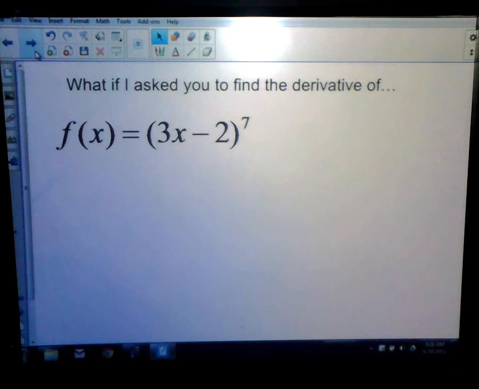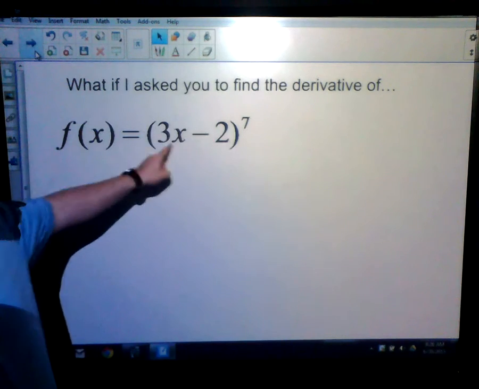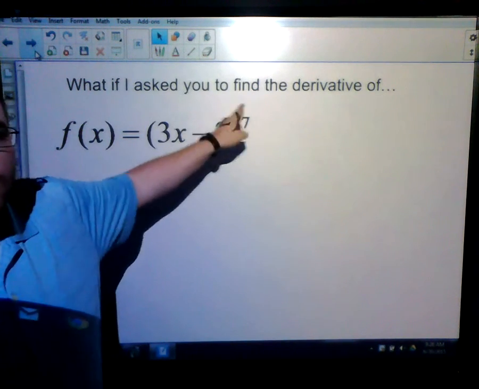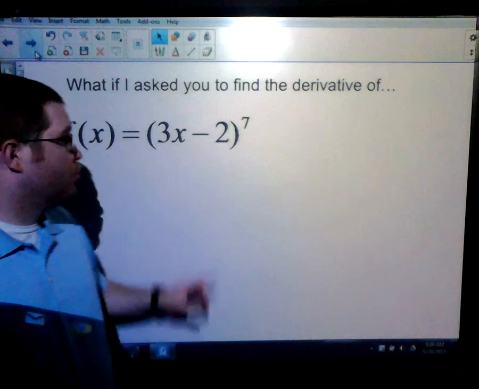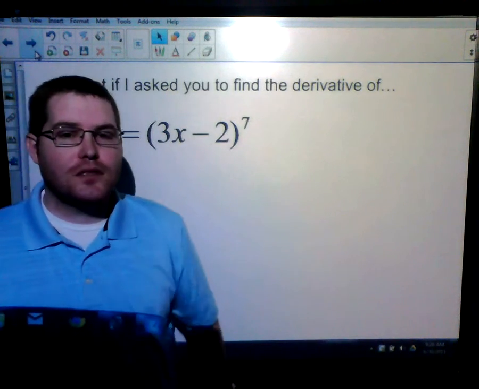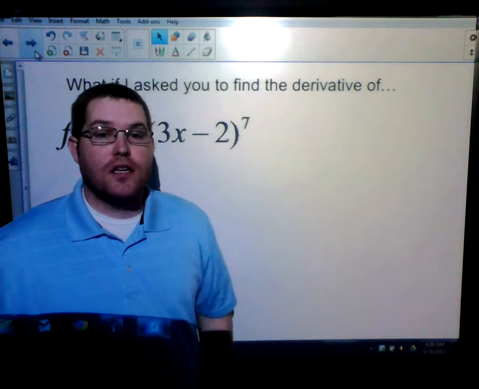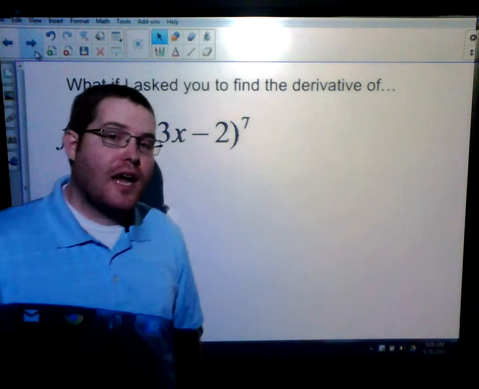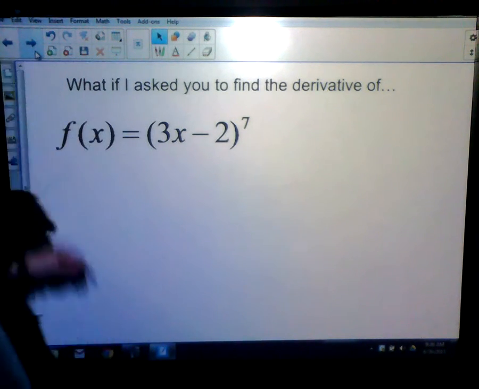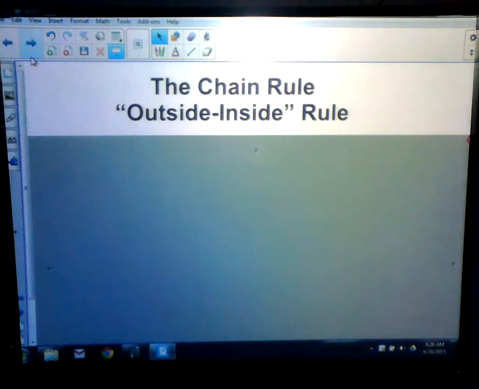What if I ask you to find the derivative of this problem? Well, you can't right now because there's an inside part of this and an outside part of this. So what you could do is write this thing out 7 times, multiply it all the way out, and then just take the derivative of each section. That's how we would have to do it, but I don't want to have to multiply 7 times. So we're going to do the chain rule.